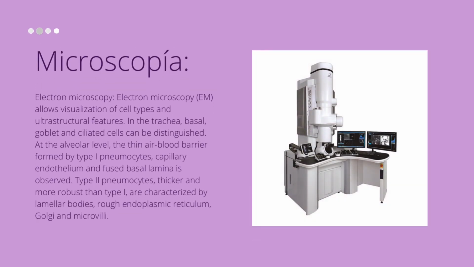With electron microscopy, we can visualize the type of cells and ultrastructural features. In the trachea, basal, goblet, and ciliated cells can be distinguished. At the alveolar level, the thin air-blood barrier formed by type 1 pneumocytes, capillary endothelium, and fused basal lamina is observed, and type 2 pneumocytes, which are thicker and more robust than type 1, are characterized by the lamellar bodies, rough endoplasmic reticulum, and Golgi.